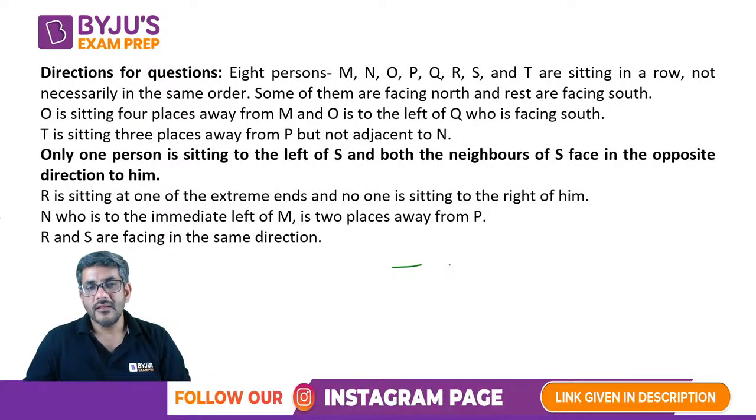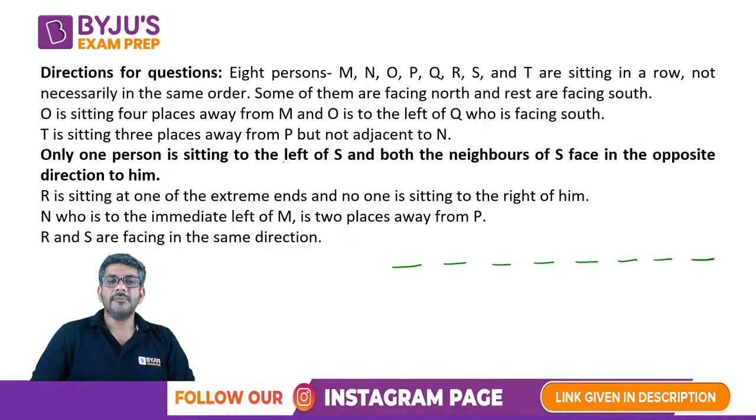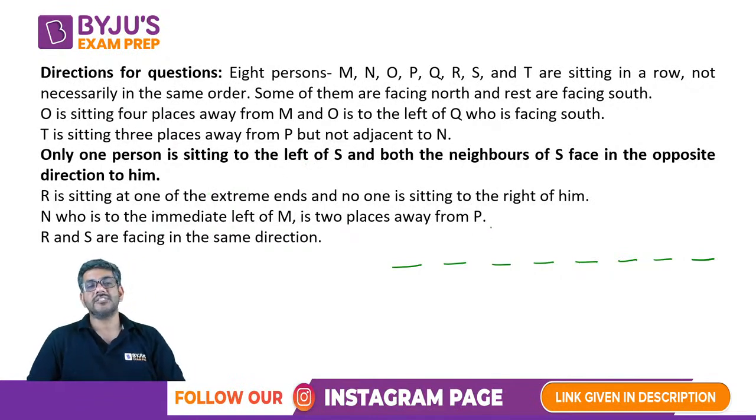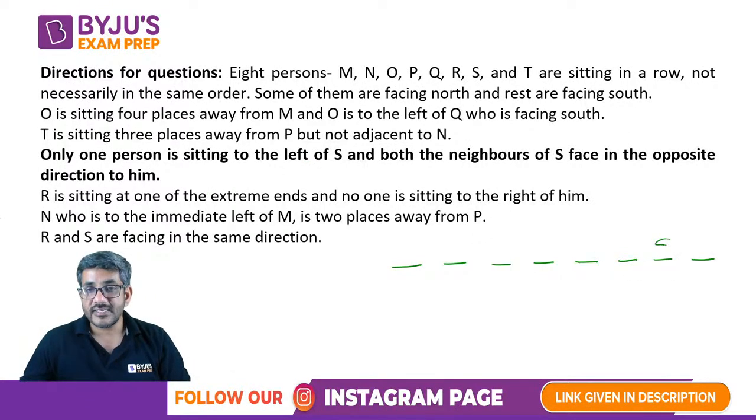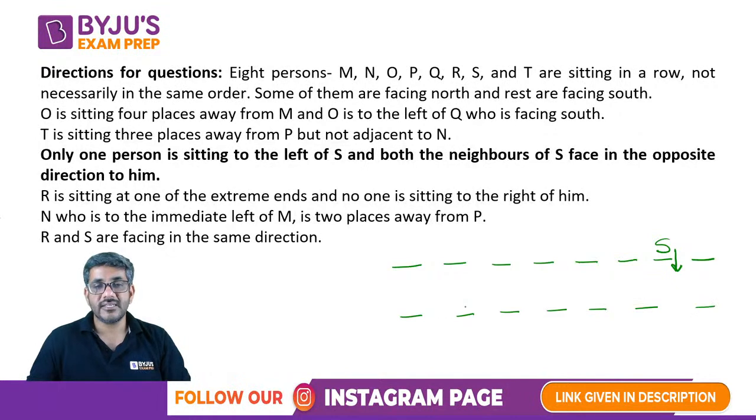So there are 8 people: 1, 2, 3, 4, 5, 6, 7, 8. Only one person is sitting to the left of S, and both the neighbors of S face in the opposite direction to him. If S is here, only one person is to the left of him, so he must be facing in this direction. Or the other possibility is that S is here and only one person is to the left of him, so he is facing in this direction. Both the neighbors of S face in the opposite direction to him. So this guy would be facing in this direction, and this guy would also be facing in this direction. Here this person would be facing in this direction, and this person would also be facing in this direction.